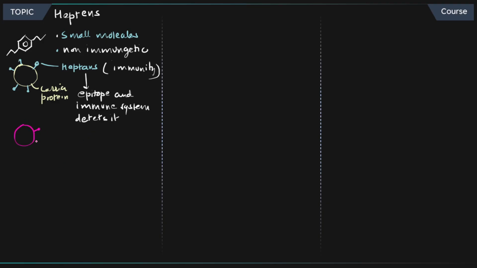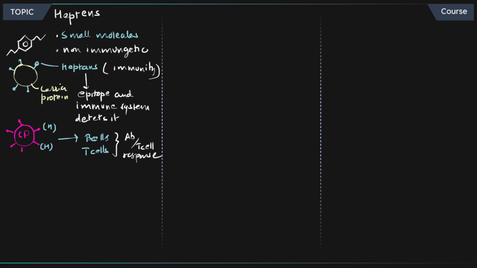So let's imagine this is the CP, carrier protein, and you have these haptens attached on those heads. So B cells are going to produce, and T cells also. The B cell is going to produce the antibody, and the T cell is going to produce the T cell response against it.